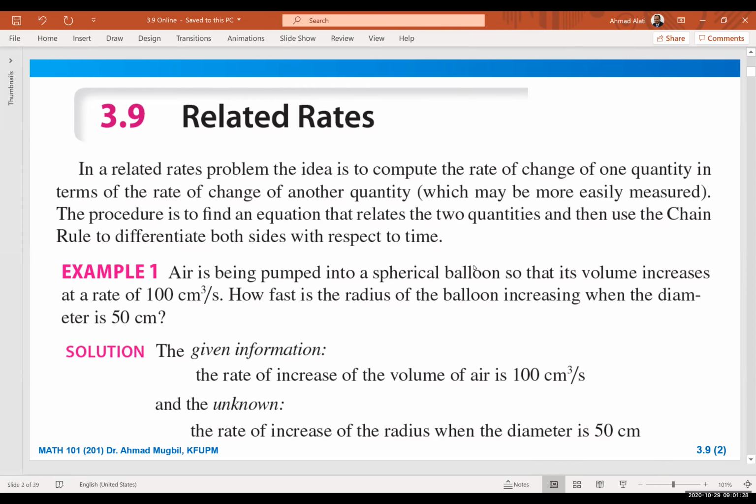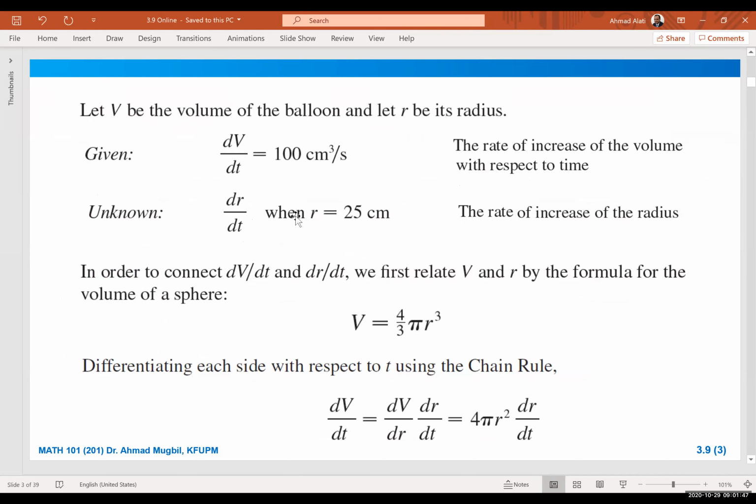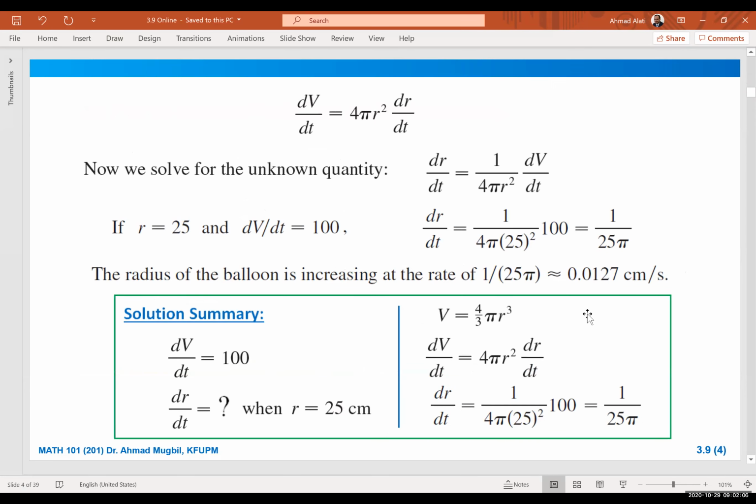If you remember, in the first example, we had a spherical balloon that its volume is increasing with time. And we have the rate of increasement of the volume. We need to find the rate of increasing of the radius. And we first determine what is given, what is required. And then the most important step is how to find the relationship between these two variables, V and R, the volume and the radius. And then after that, you will differentiate. Then in the last step, you will substitute by the given values.